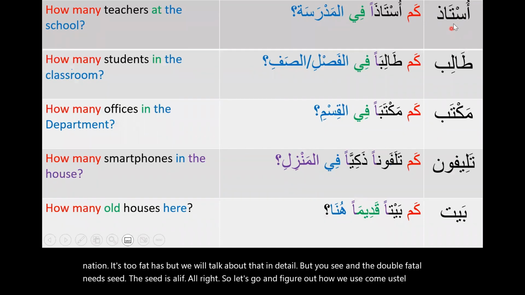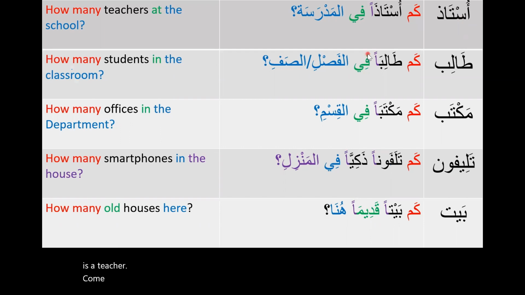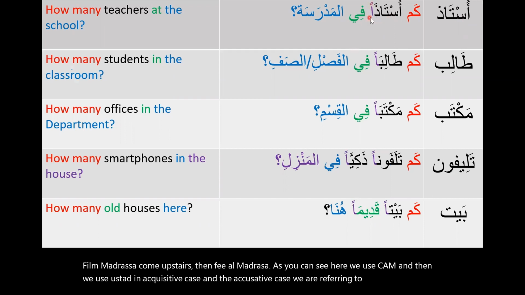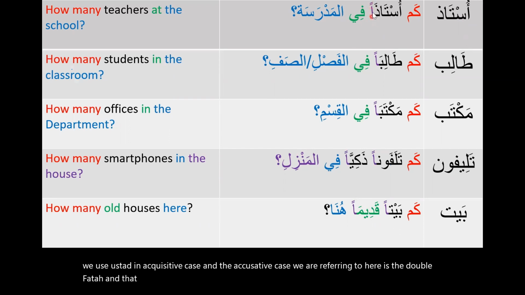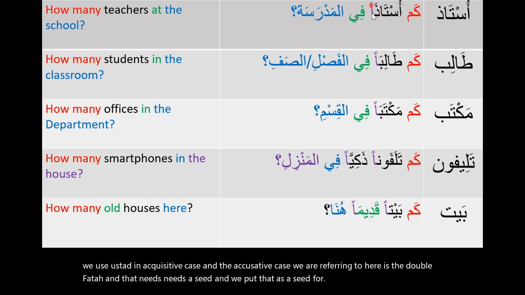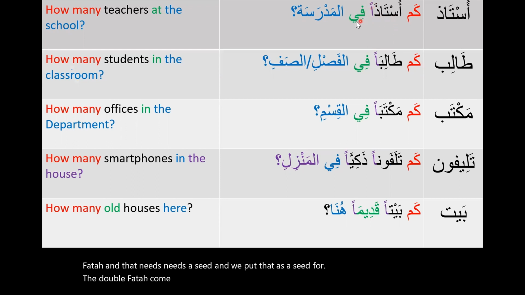Ustad, so ustad is the teacher. كم أستاذا في المدرسة. As you can see here, we use kam and then ustad in the accusative case. The accusative case we are referring to here is the double fatha, and that needs a seed, so we put the alif as a seed for the double fatha. كم أستاذا في المدرسة. How many teachers are at the school?